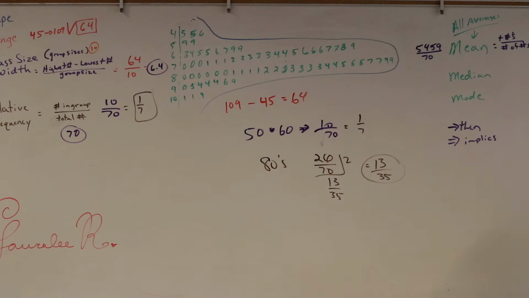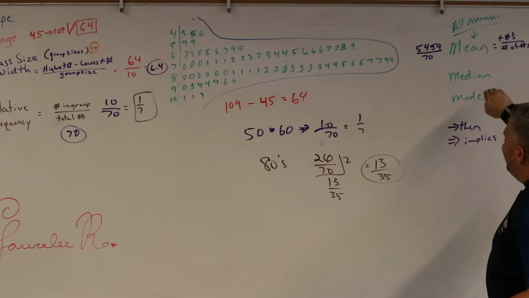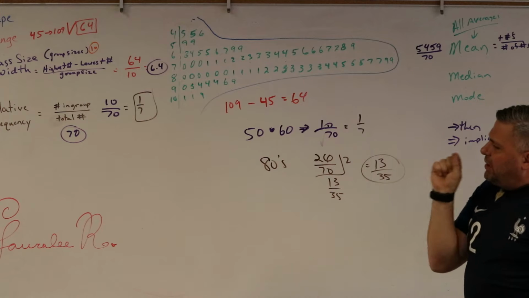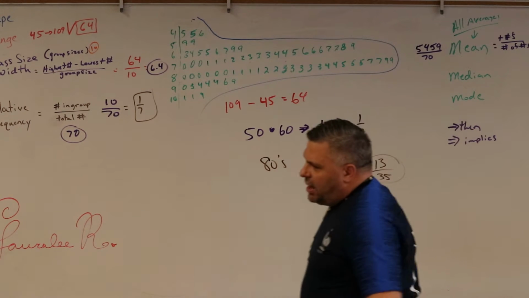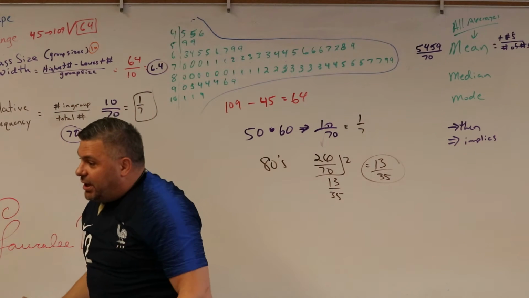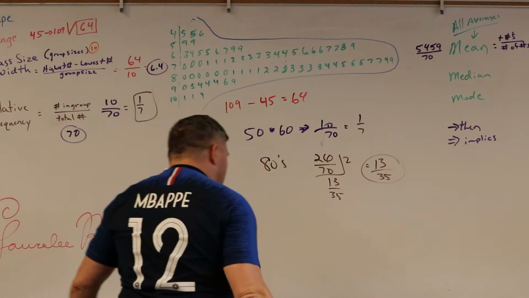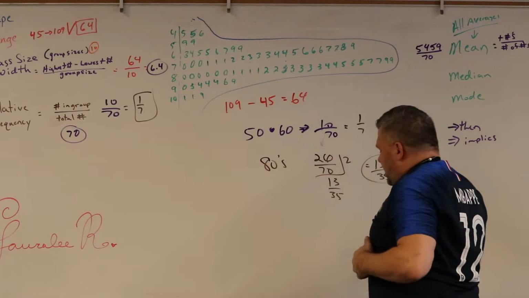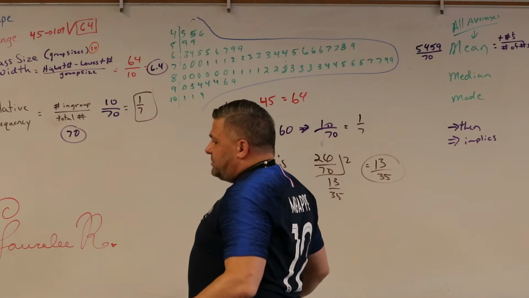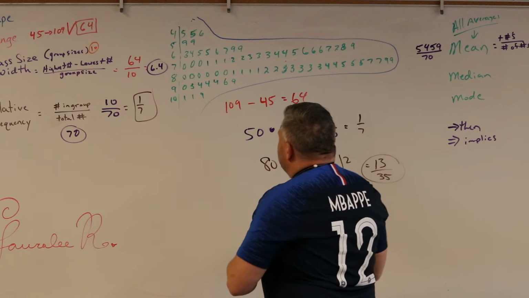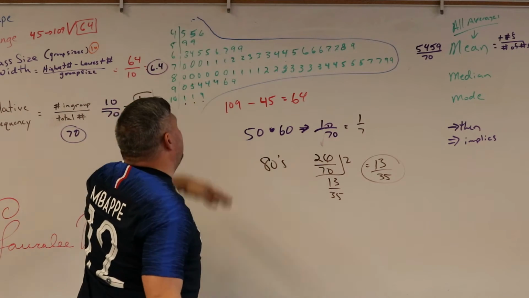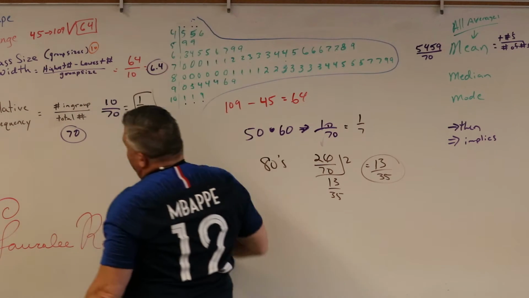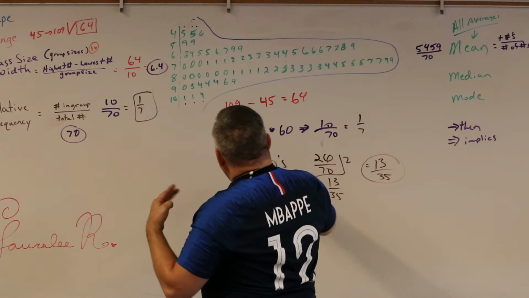Now, the median, that's the middle number. I'm going to show you the easiest way to find this middle number. I'm going to start at the top. I'm going to go 1, 2, 3. I'm going to start at the bottom and I'm going to go 1, 2, 3. I'm going to keep going.